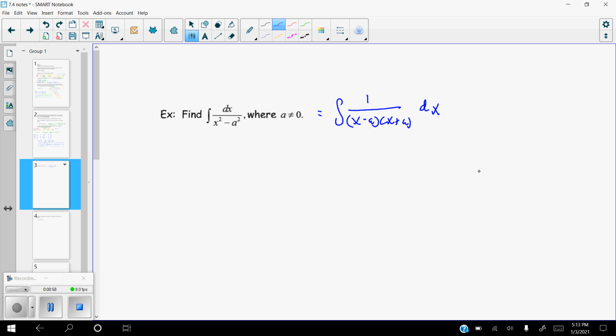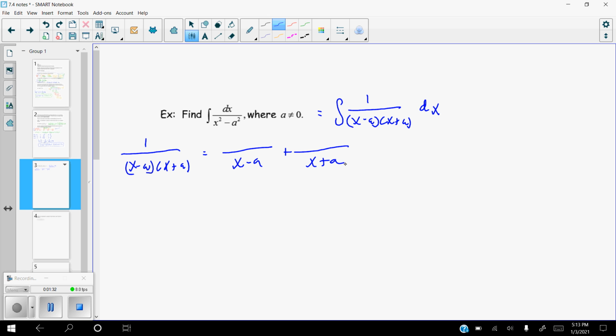The highest power is in the denominator. I've gone ahead and factored it to 2 distinct linear factors. One is x minus a, one is x plus a. So what we need to do is figure out what the numerators are going to be when we separate this. So we're going to write this as 1 over x minus a, x plus a equals something over x minus a plus something over x plus a.